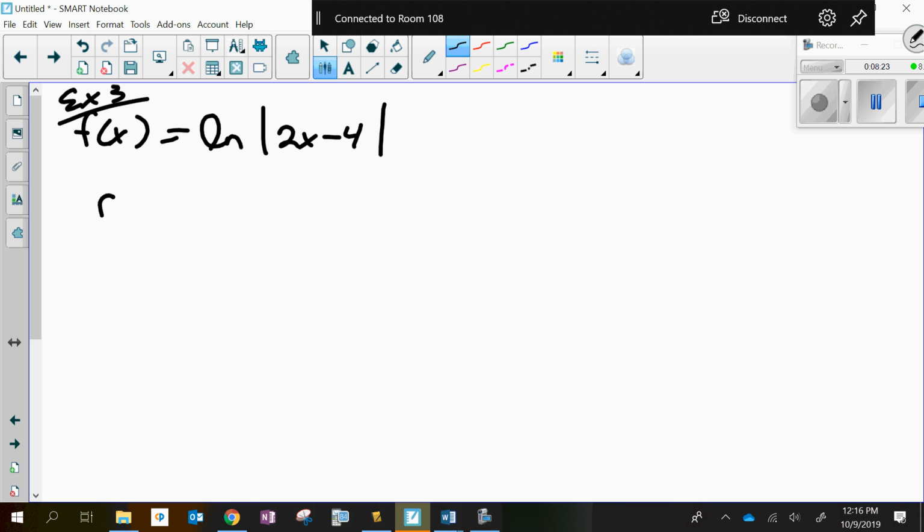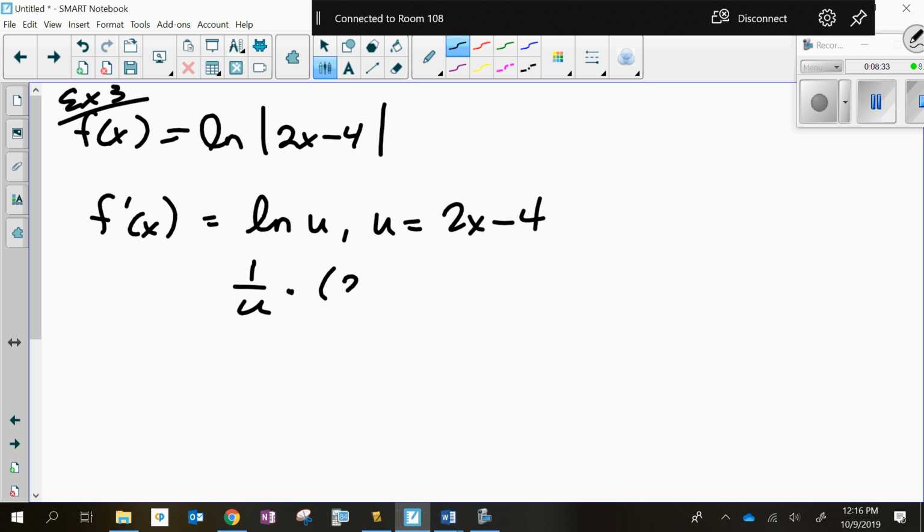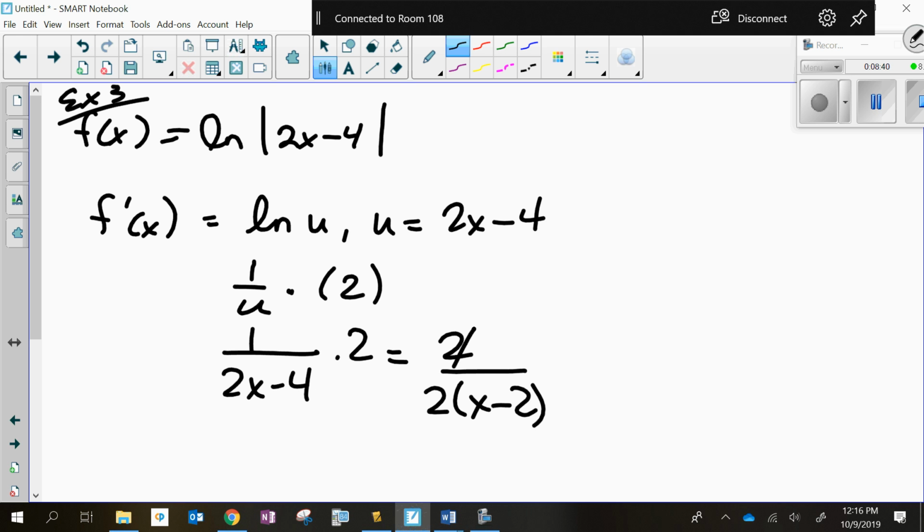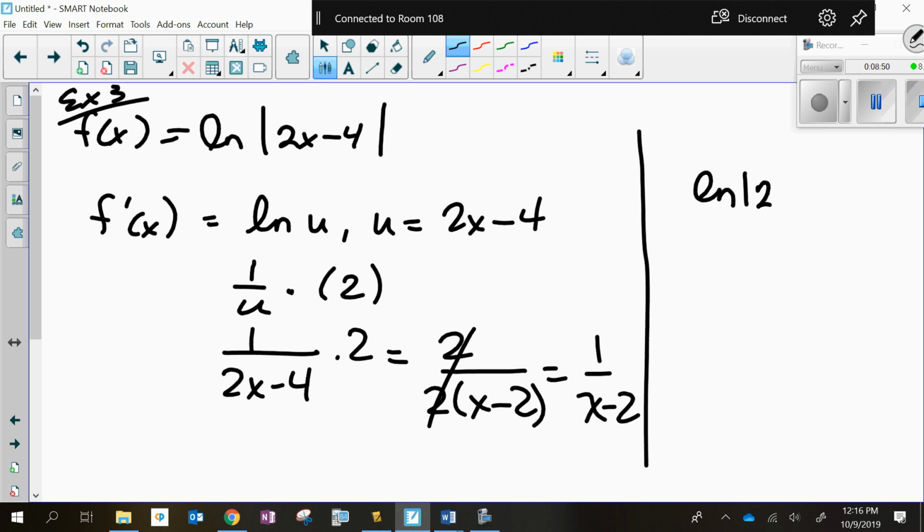Okay, so if you're doing ln of u equals that, 1 over u times 2, 1 over 2x minus 4 times 2, 2 over 2x minus 2, the 2's cancel, 1 over x minus 2. Okay? If you're doing just ln of the inside, sorry, the derivative of ln is 1 over it, and again, you get the same thing.